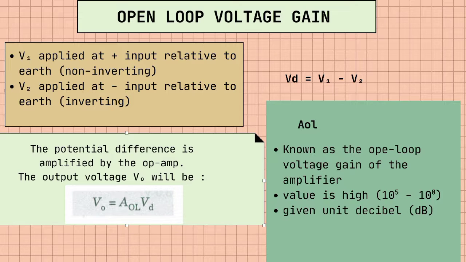Next one, the potential difference is amplified by the operational amplifier. The output voltage VO will be voltage output equals to open loop voltage times VD. Open loop voltage, known as the open loop voltage gain of the amplifier, value is high, which is in range 10 to the power of 5 to 10 to the power of 8, given unit decibel.